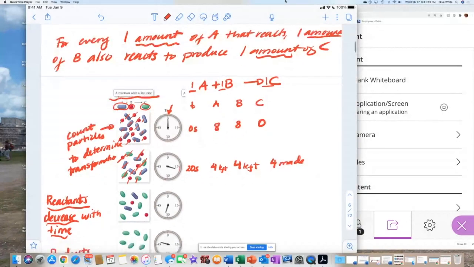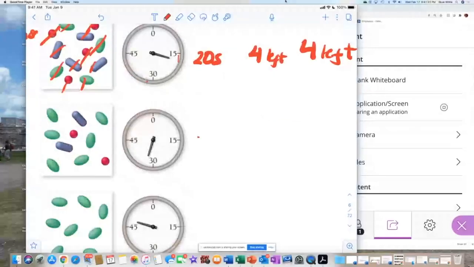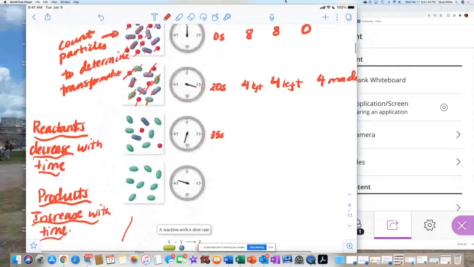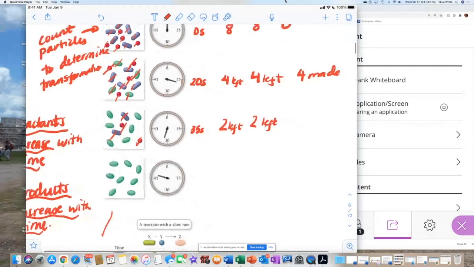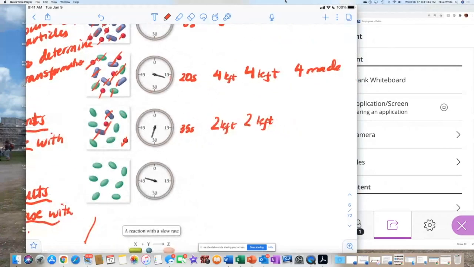Okay. Now the time that has passed is 35 seconds. I have to be consistent, right, and count the right thing. How many do we have left? The blues, 2 left. The reds, 2 left. Excuse me, y'all, I'm recording in the evening.